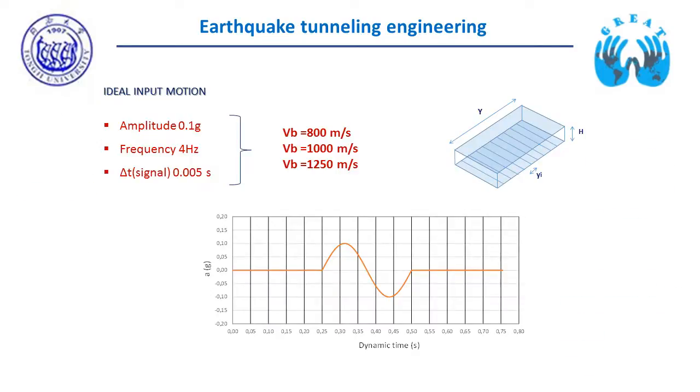The input signal is a harmonic wave with an amplitude of 0.1 g, a frequency of 4 Hz, and a dynamic time interval of 0.005 seconds. Input is applied at the base of the model with a number of surfaces, considering a time lag along the axis calculated as a function of the bedrock velocity. A number of velocity values has been considered for different analyses.